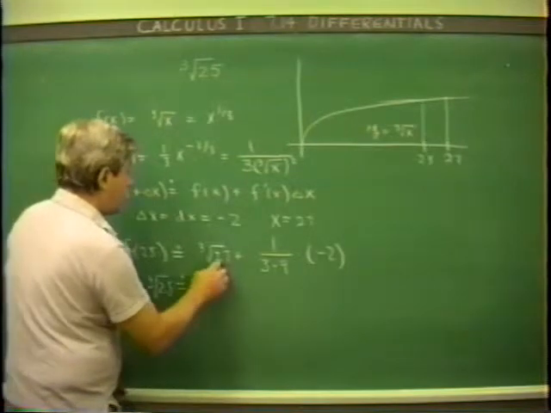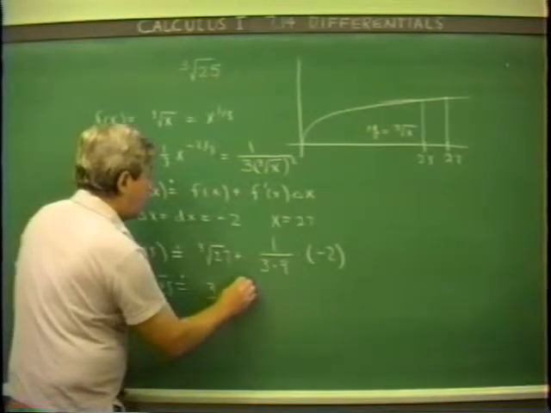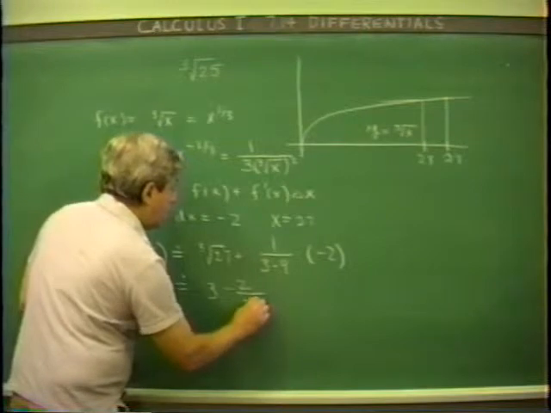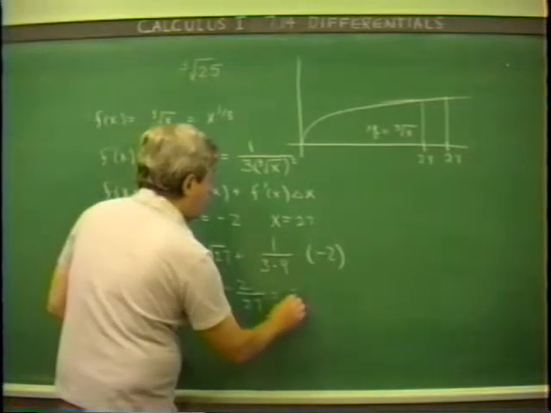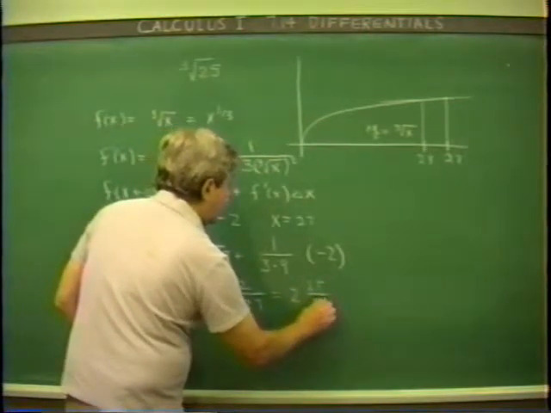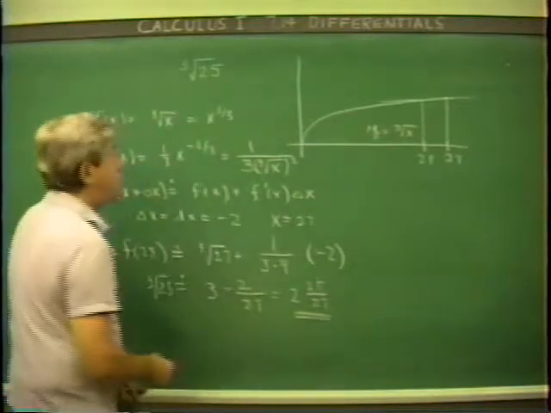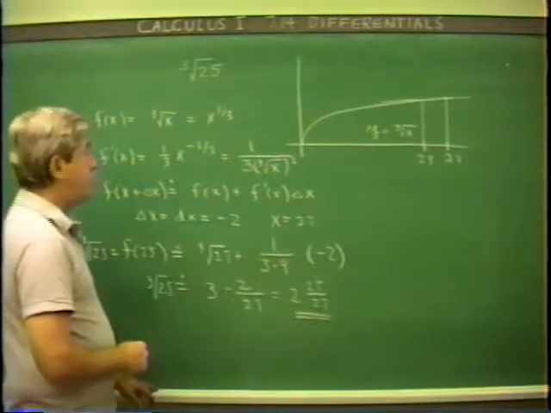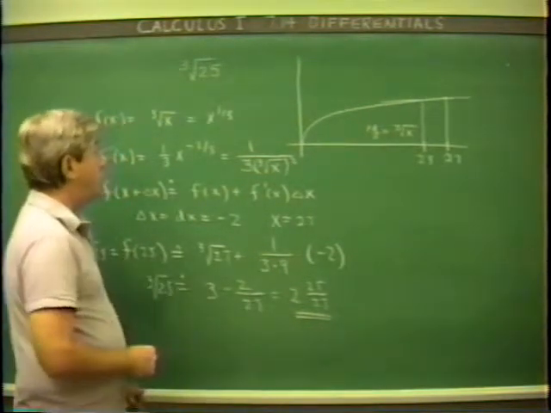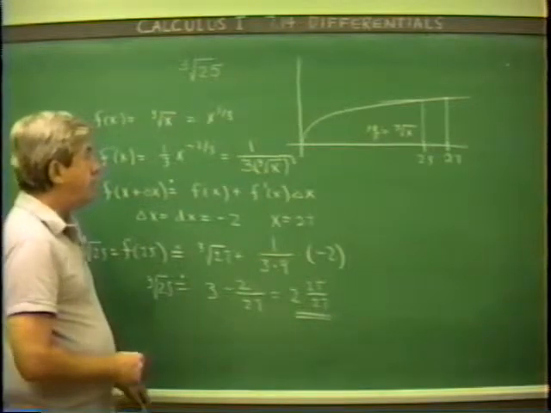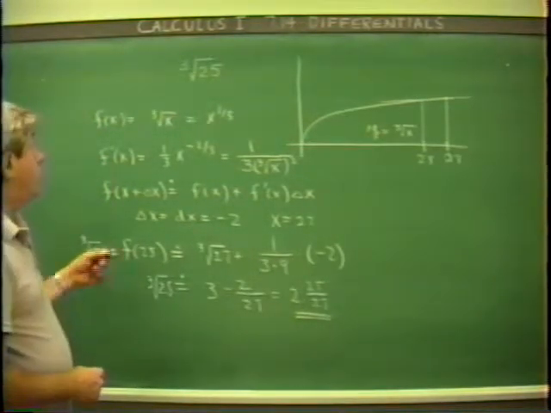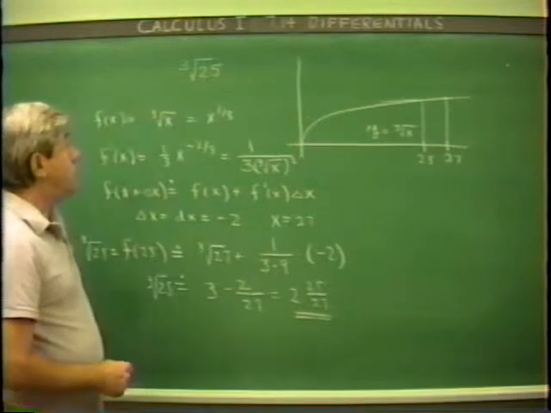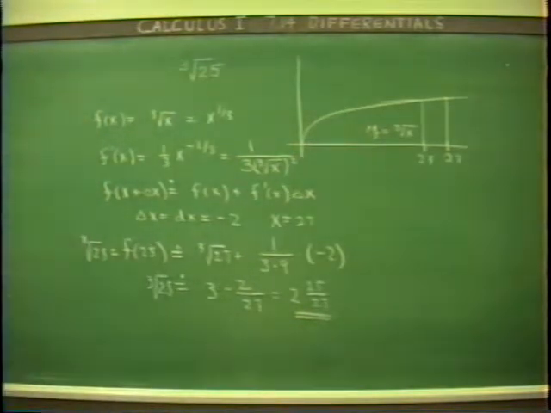Or the cube root of 25 is approximately equal to 3 minus 2/27, or 2 and 25/27. Now that's a pretty good approximation. You can check it even with your calculator. See what the calculator gives for the cube root of 25, and this should be approximately it. So this is how a differential could be used for a particular approximation to a given number.